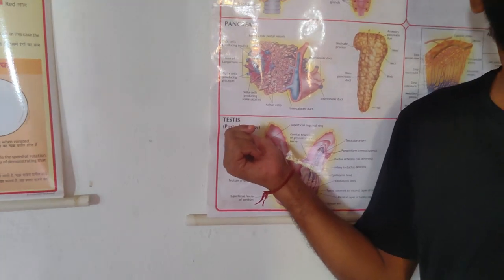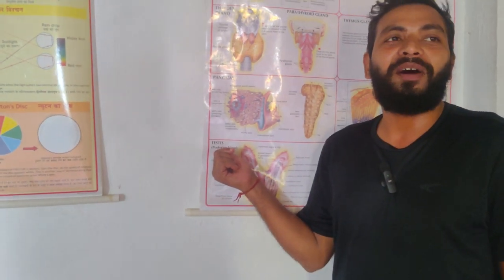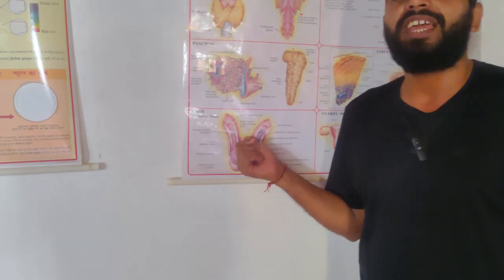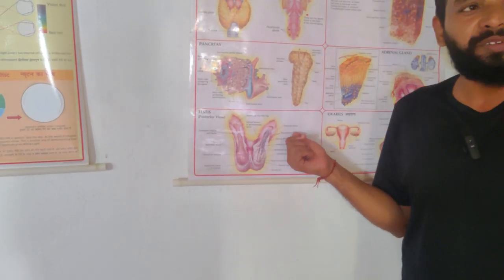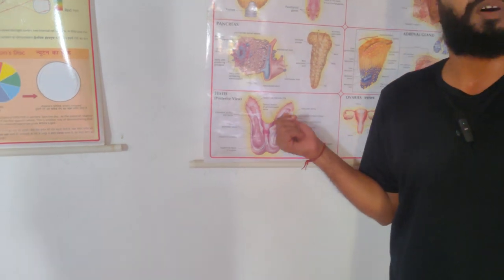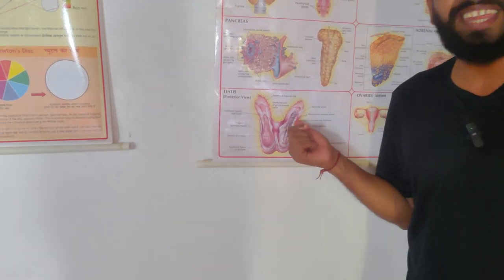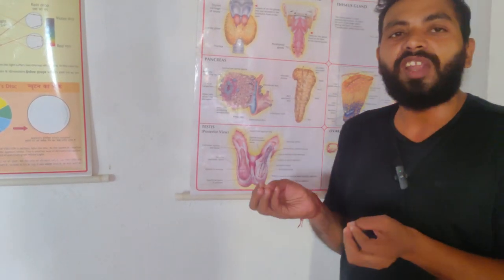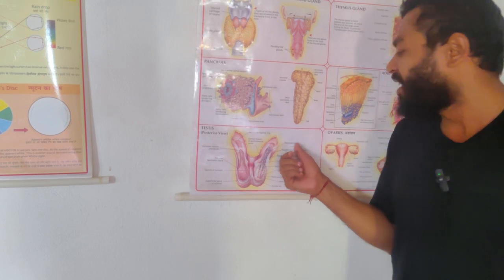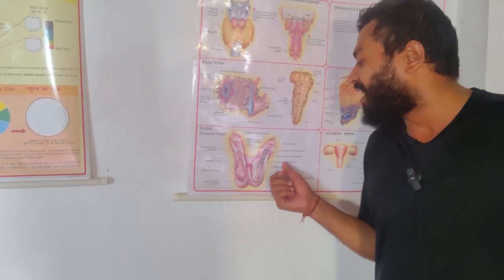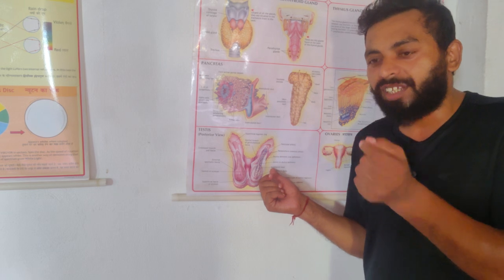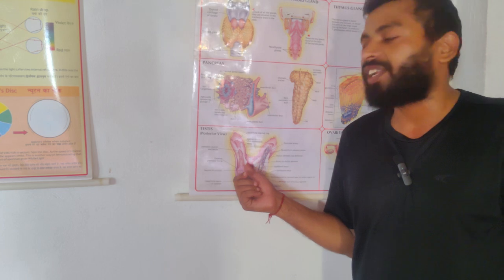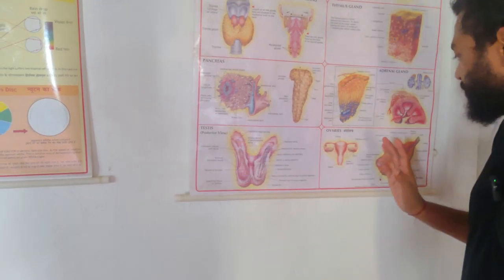Testis is a male reproductive gland which produces sperm and also produces important hormones known as testosterone and androgen. Testosterone is also involved in the production of sperm inside the testes. The process is known as spermatogenesis. Testes are located inside the scrotum. Scrotum protects the testes and also maintains the temperature of the surrounding area of the testes, which produce the sperms.